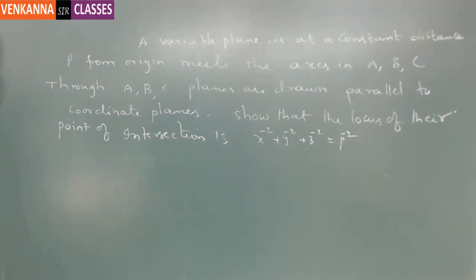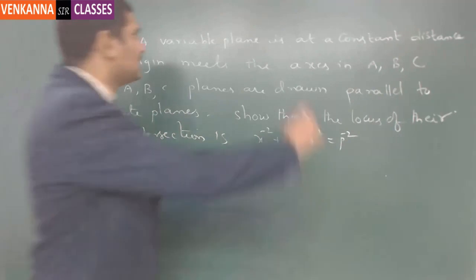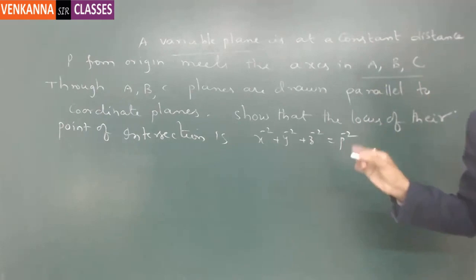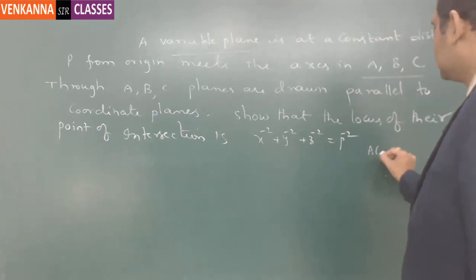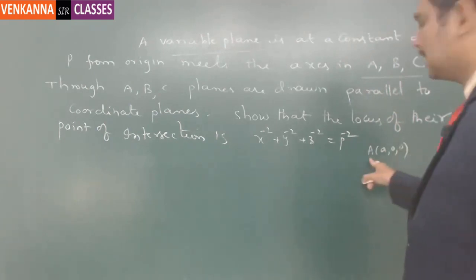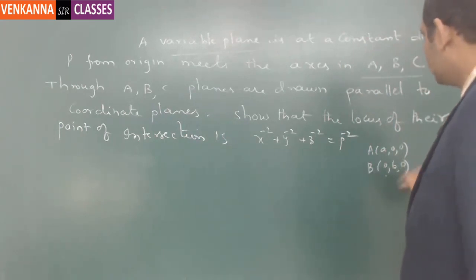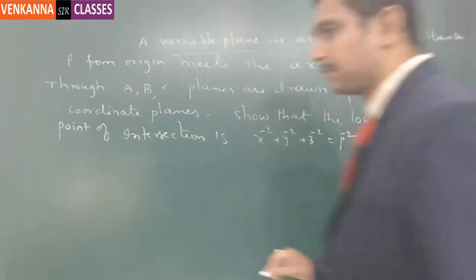Are we getting the concept here? Right? Now, if you consider the variable plane, since it is meeting the coordinate axes at the points A, B, C, by default we take capital A (a, 0, 0), this is the x-intercept point, capital B (0, b, 0), the y-intercept, and capital C (0, 0, c), the z-intercept.